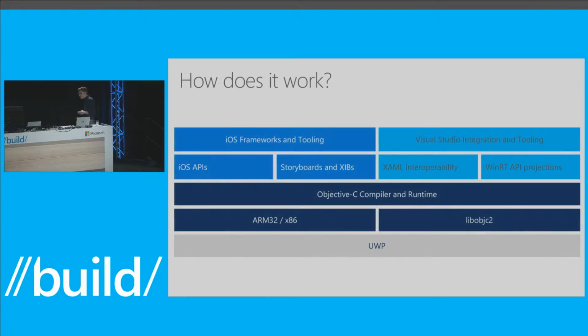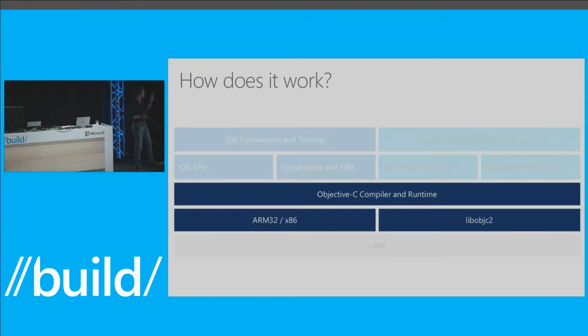So that's what the bridge is. Let's talk a little bit about how it works. The way I think about it, the bridge breaks down into 3 chunks. And the first chunk is our Objective-C compiler and runtime.